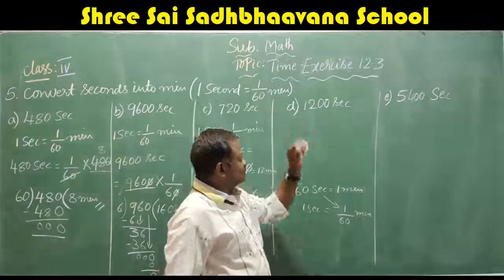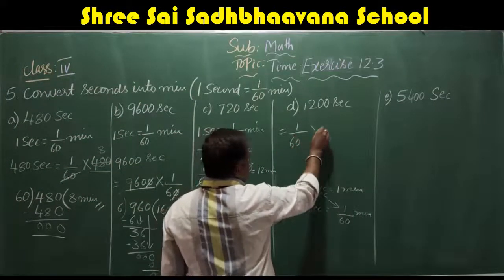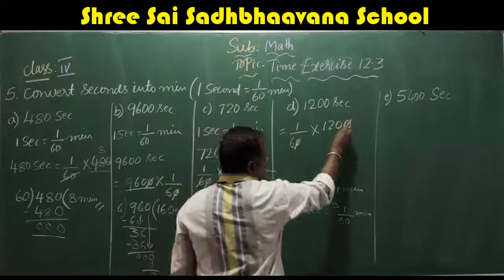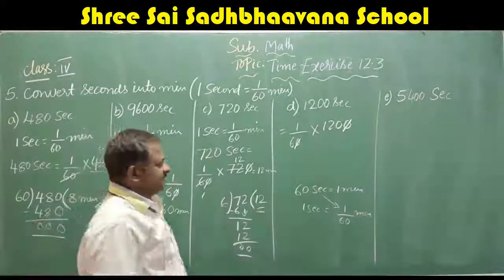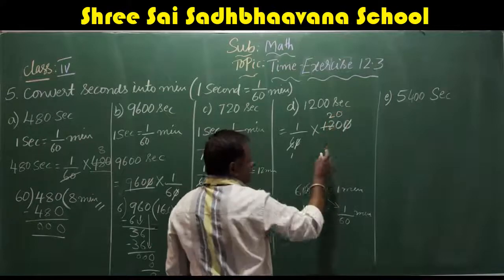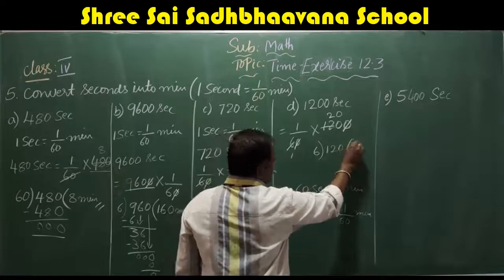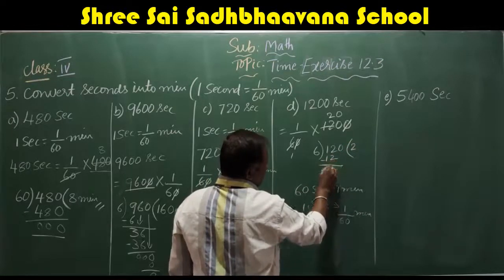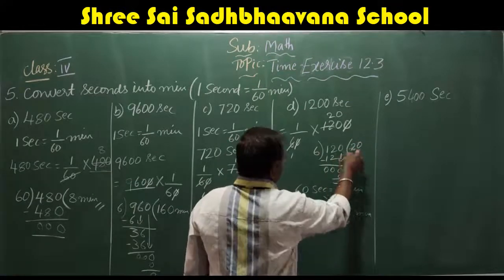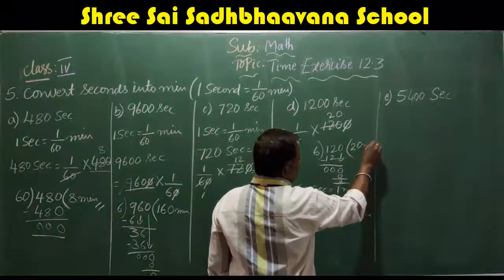Next, come to here, 1200 seconds. So I will write directly 1 by 60 into 1200. Very easy. 0, 0 cancel. 6 ones are 6, 6 twos are 12, 0 as it is. Or I will divide this 120 by 6. 6 twos are 12. Subtract, 0, 0. Take down 0. 6 zeros are 0. So how much did we get? 20 minutes.